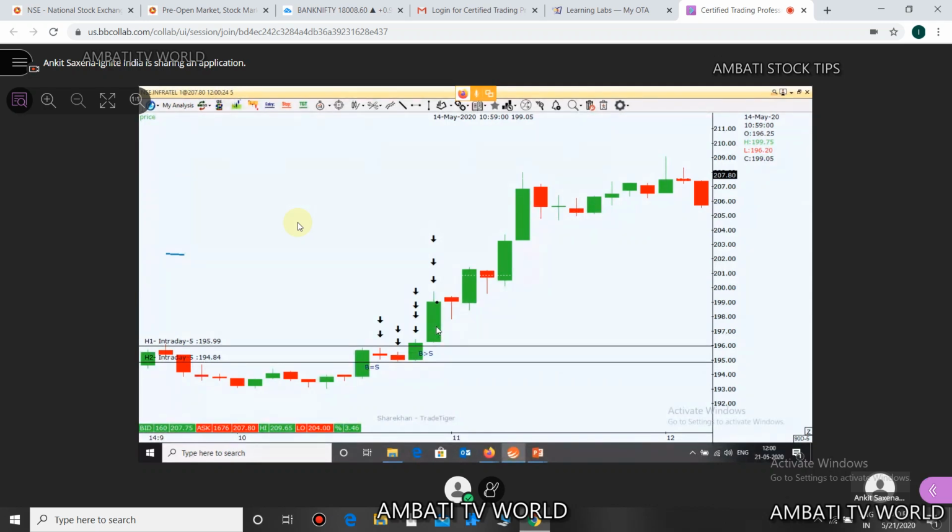So base candle means the prices are not going anywhere. The prices are trading in a narrow range, trading like this, sideways. And leg candle means the prices are moving like this, either upside or downside.